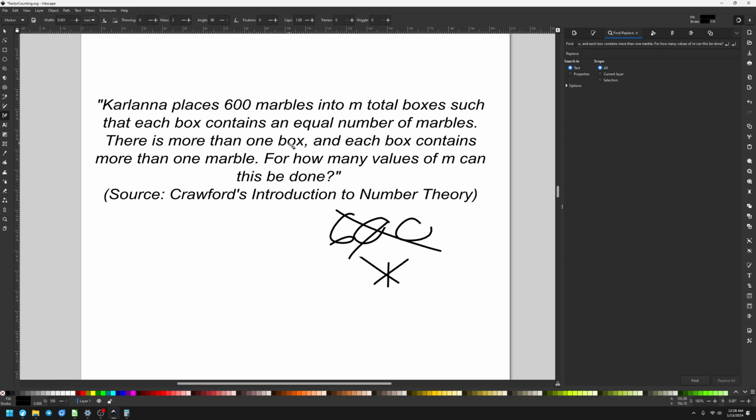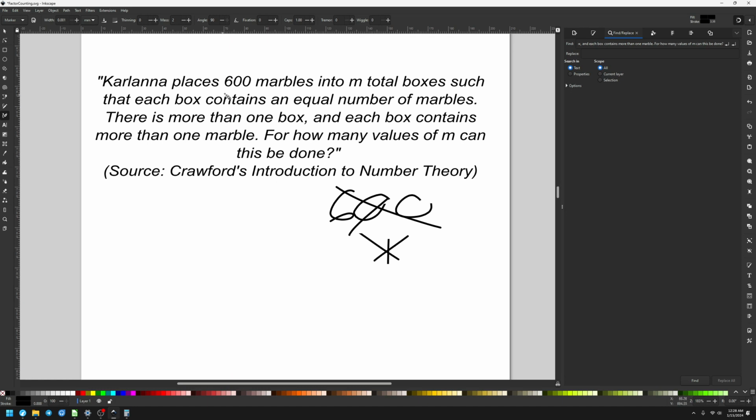So there can't be just one box with 600 marbles, and each box contains more than one marble. So we can't have 600 boxes of one. Okay, for how many values of M can this be done? Okay, so we're going to find the number of divisors of 600 and subtract 2 to account for these divisors that don't count. Okay, so 600, that's 6 times 100.